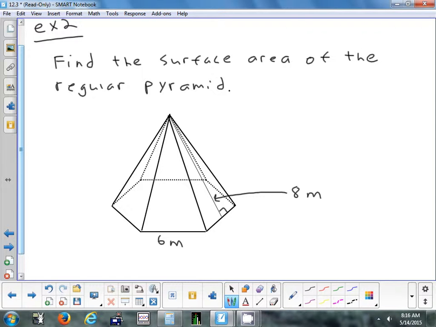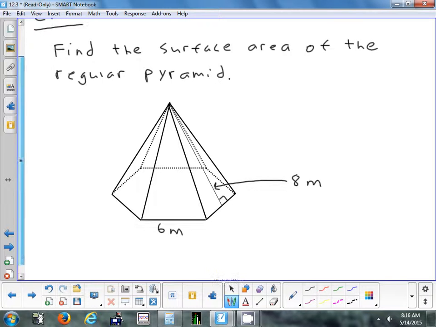So if you forgot the formula, you could find the area of one of the triangular sides and multiply by 6. That would give you all the lateral surface area. But then you need to know the area of that base. I still think we're going to have to figure that out anyway. So we might have to go back and look at our notes from last section, because I think I gave you the formula for a hexagon there.